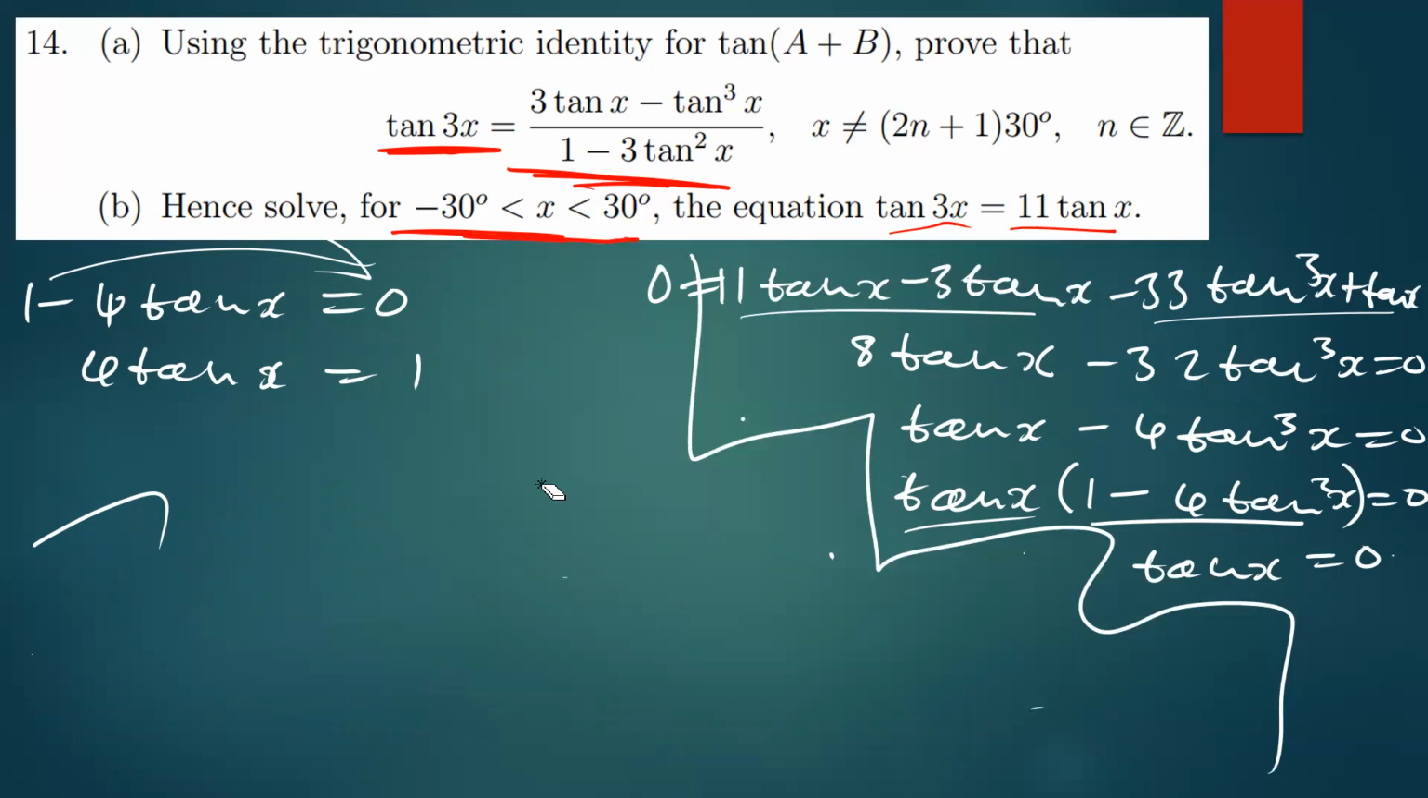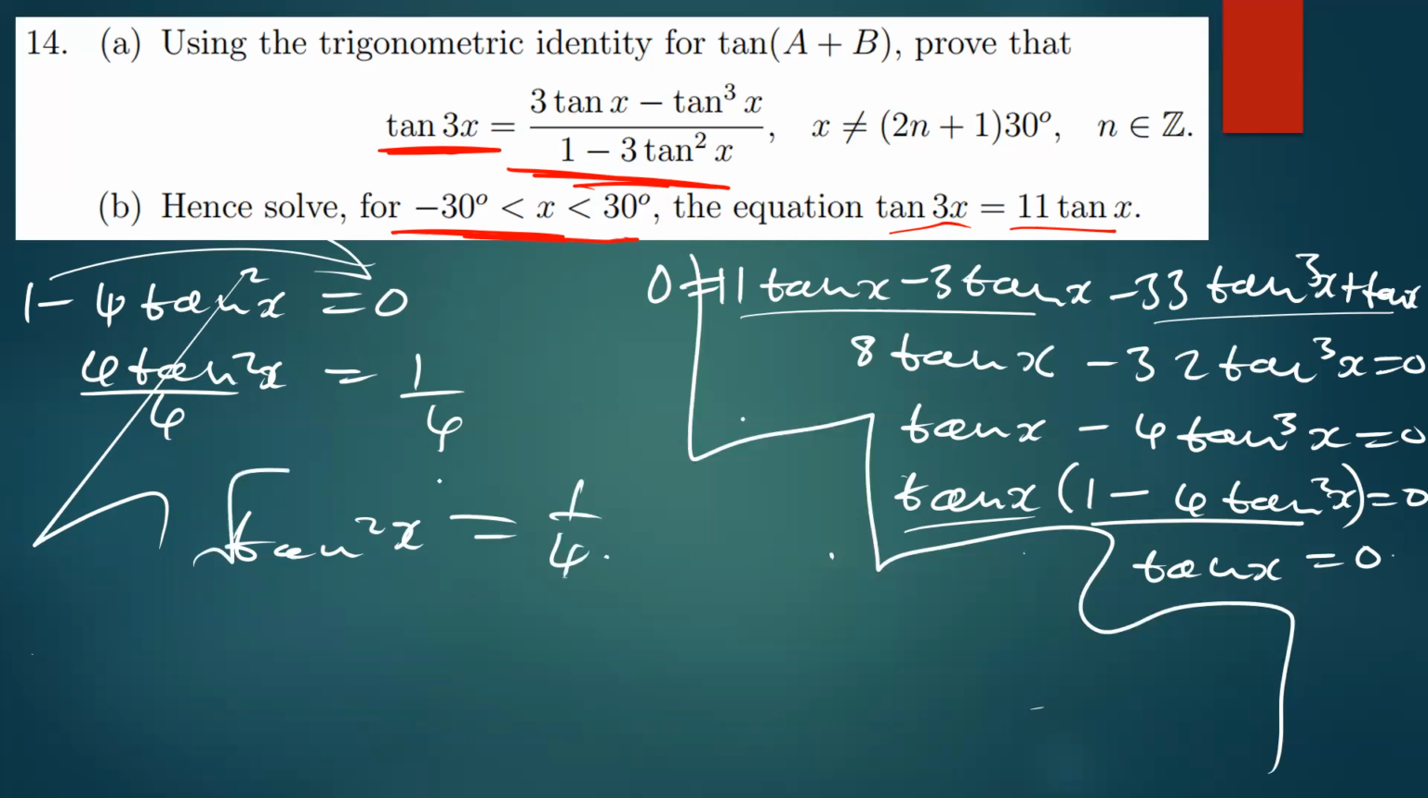tan squared x. So this one is supposed to be squared. When you divide everything by 4, we're going to get tan squared x being equal to 1 over 4. Then when you square root both sides, plus or minus, you're going to get tan x is equal to plus or minus 1 over 2 as the solution.